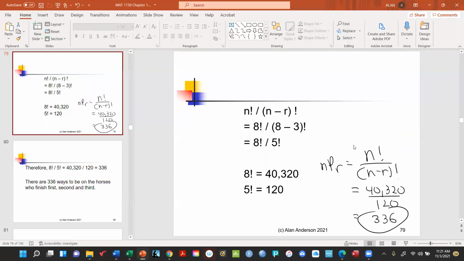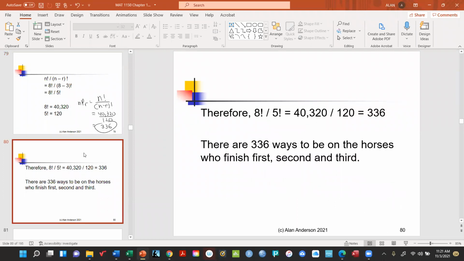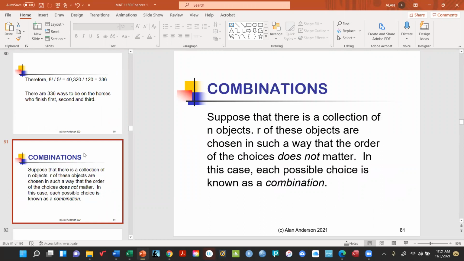All right, so now we're going to show you the next one, which is the case where the order does not matter. And these have a different name, of course. These are known as combinations. So basically what's happening is you're choosing objects from a collection in such a way where the order does not matter.